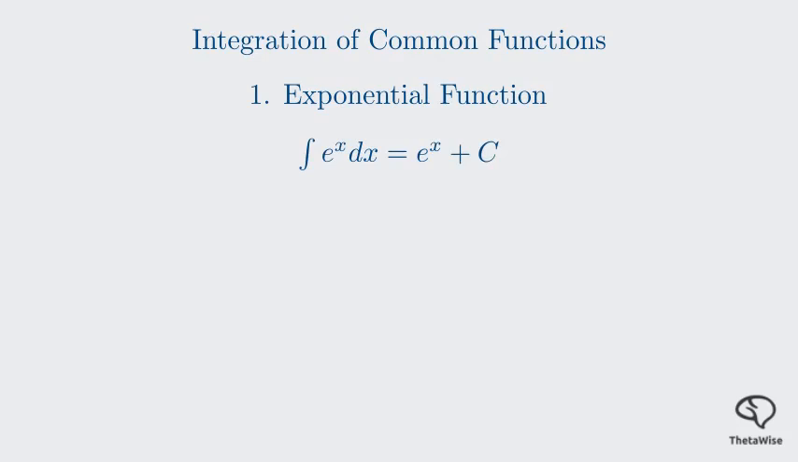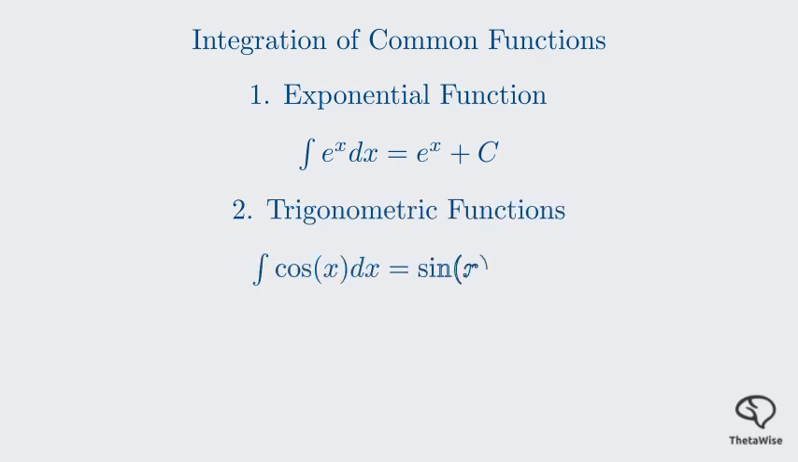Next, let's look at trigonometric functions. The integral of cosine of x is sine of x plus c, and the integral of sine of x is negative cosine of x plus c. Remember, the derivative of cosine is negative sine, so we need that negative sign to get back to sine.